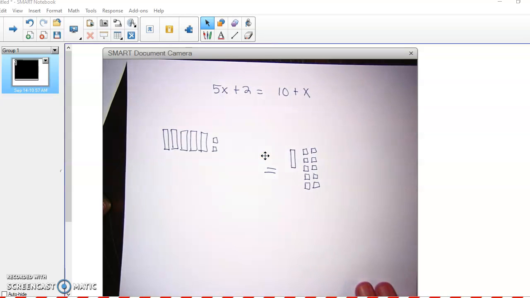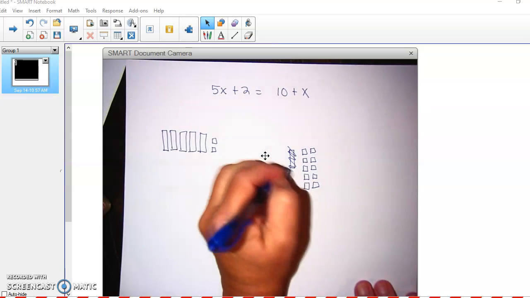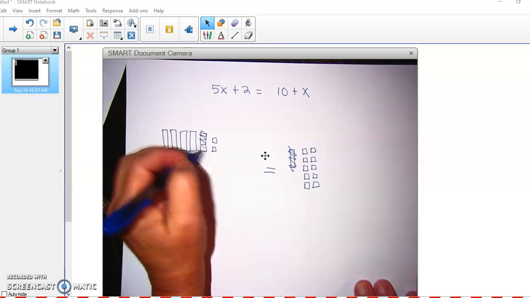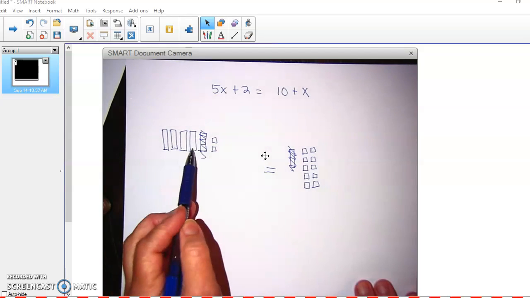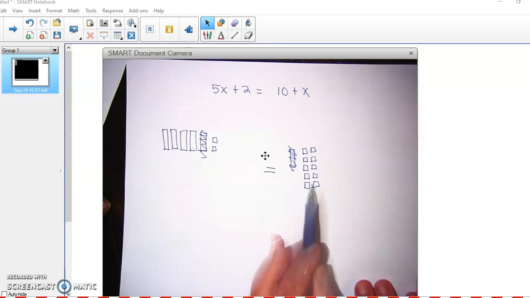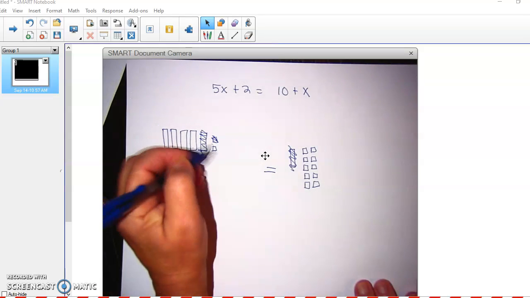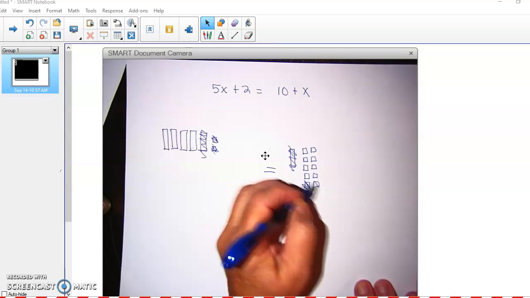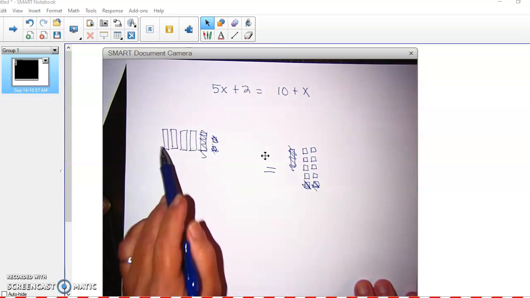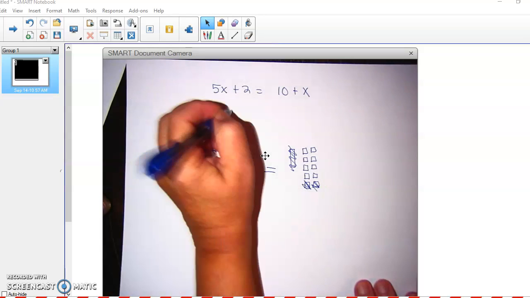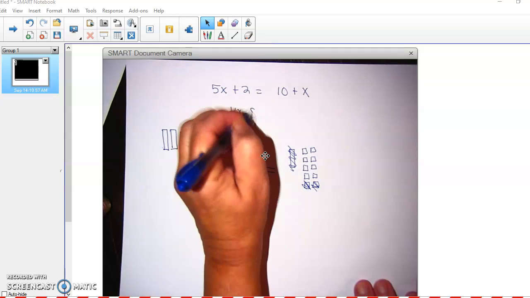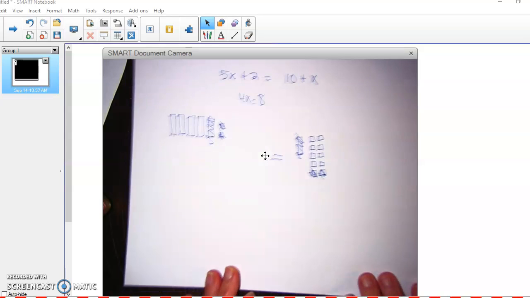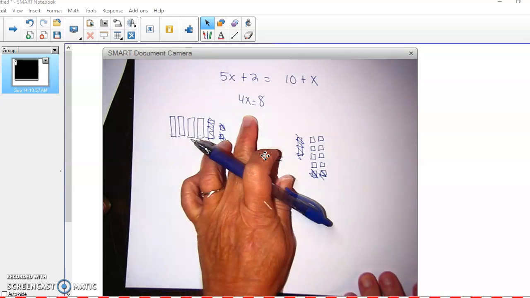Okay, and then I want to get my variables on one side, so I'm going to get rid of this one. I'm going to subtract 1 there, so subtract 1 there. So now I have 4x plus 2 equals 10. So we're going to subtract 2. And now we have 4x, let me write it down so we can see it, equals 8. And then we're going to break this down into 4 groups, right?